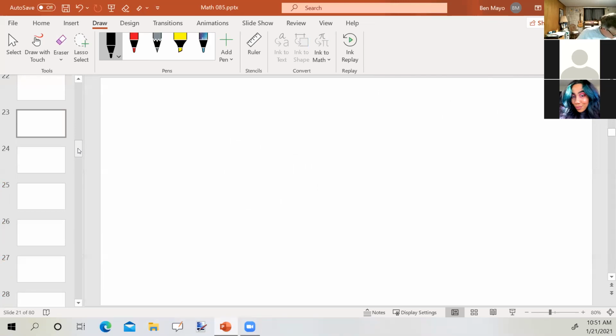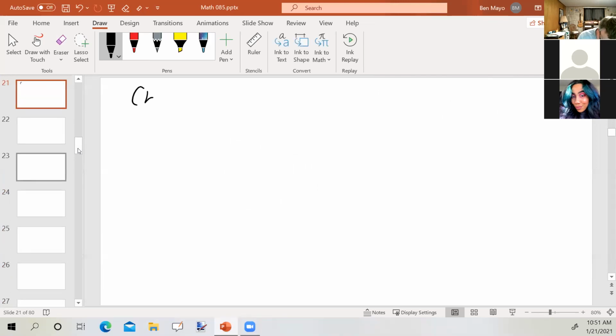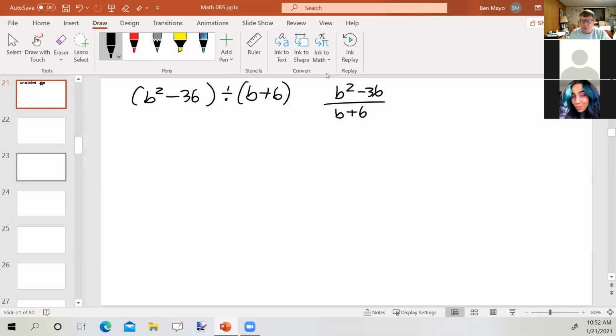Let's say we've got this problem, which is b squared minus 36 divided by b plus 6. If I wrote that as a fraction, it would look like this: b squared minus 36 over b plus 6. If I wrote it in long division form, it would look like this: b plus 6 and then b squared minus 36, right? So far, so good?